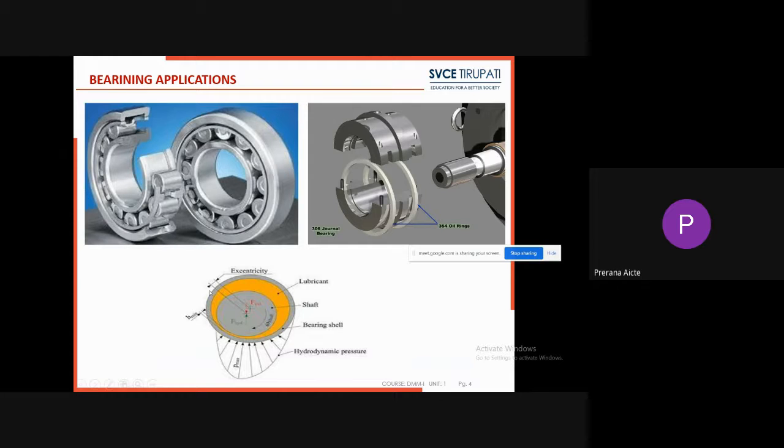In general, plain bearings are mainly used for commercial applications, to resist only radial load. But ball and roller bearings can take both radial as well as axial load.